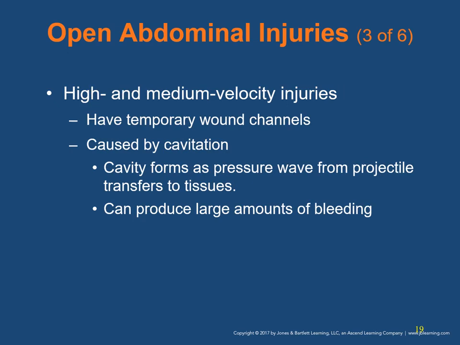High and medium velocity injuries have temporary wound channels in addition to exit and entrance wounds caused by cavitation. A cavity forms as the pressure wave from the projectile is transferred to the tissues, causing microscopic tears to blood vessels and nerves, which can produce a large amount of bleeding. The higher the velocity of the projectile, the larger the cavity it produces.